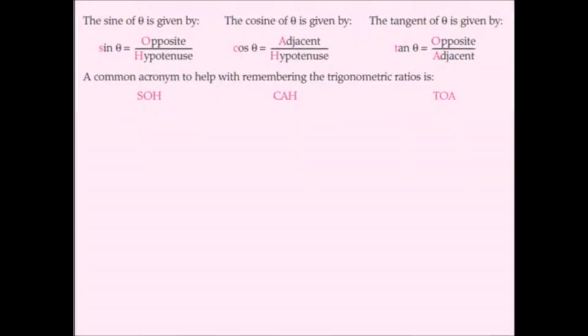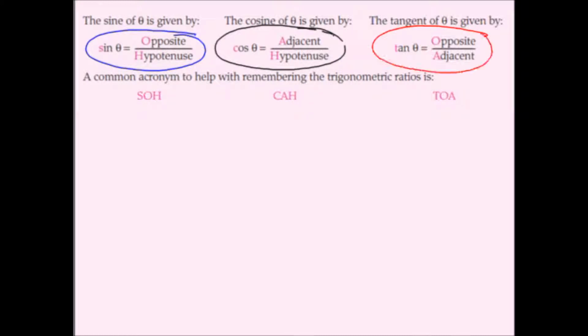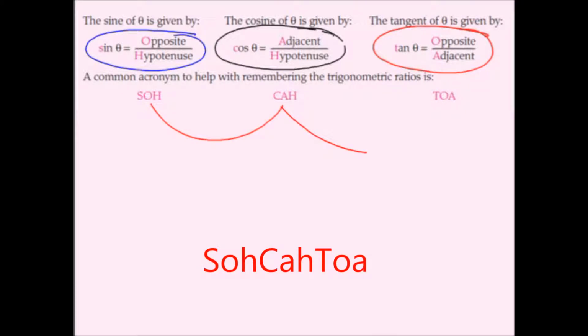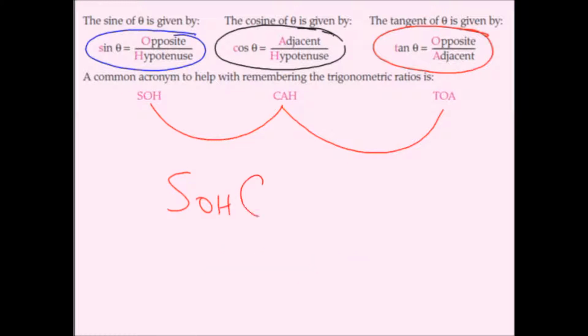So in summary, here are my ratios. We have the sine of theta is opposite on hypotenuse. We have the cosine of theta adjacent on hypotenuse, and the tangent of theta is opposite on adjacent. And we have a technique here for remembering those three ratios, so SOHCAHTOA. So sine, cosine, and tangent. So SOHCAHTOA is what you would use to remember the ratios.